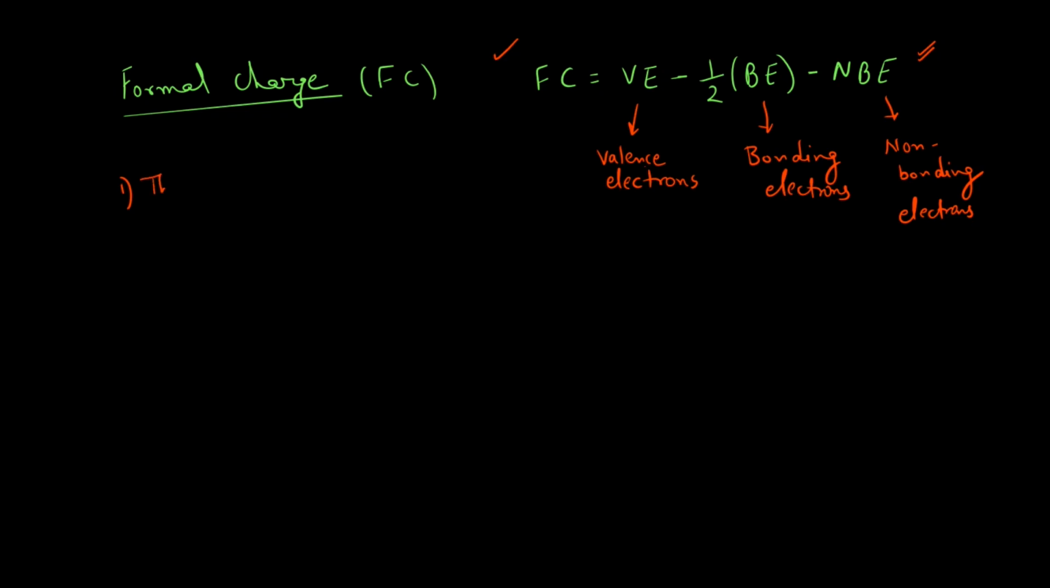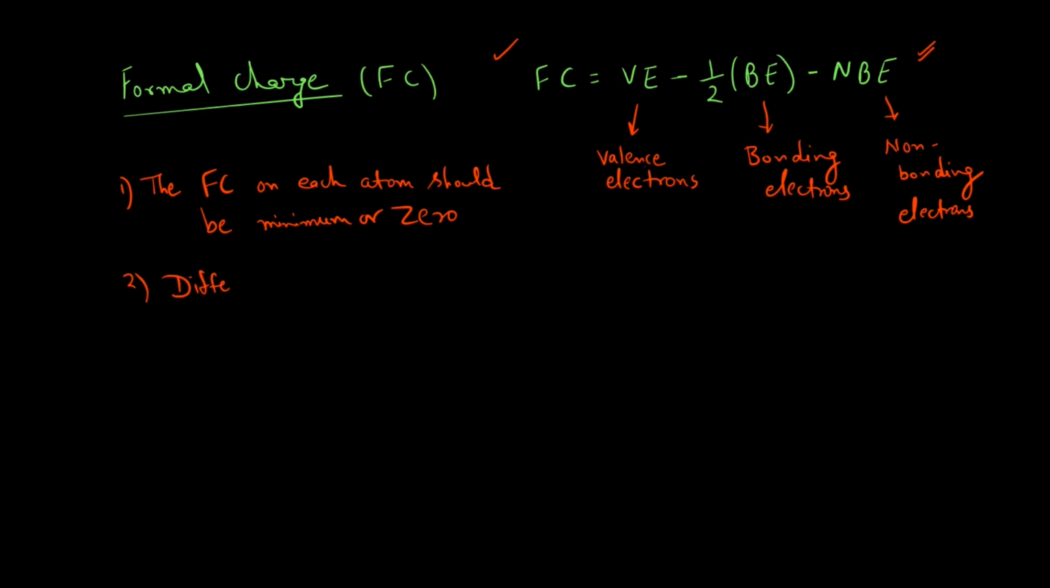The first point is that the formal charge on each atom in the Lewis structure should be minimum or zero. If it is zero, it's good. Second, the difference in the formal charge between the central atom and the peripheral atom should be minimum or zero.